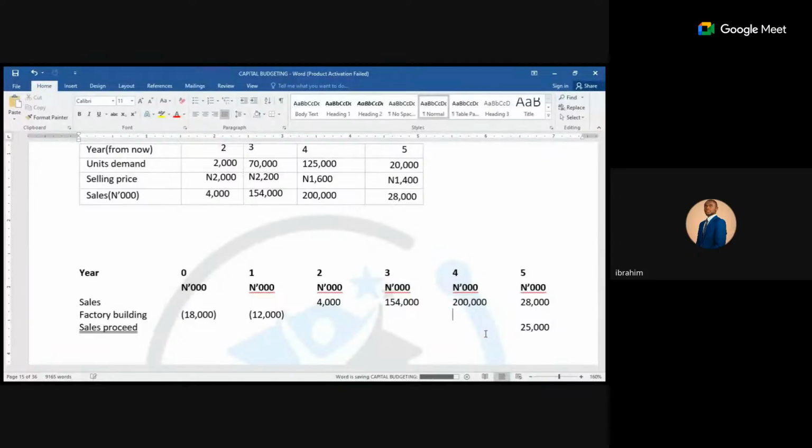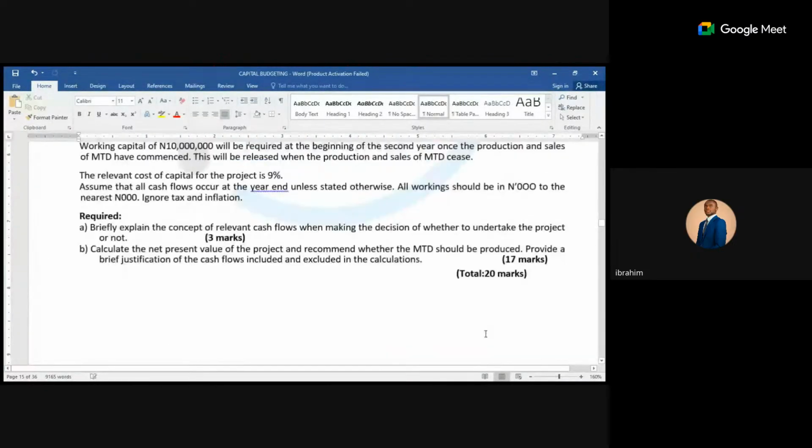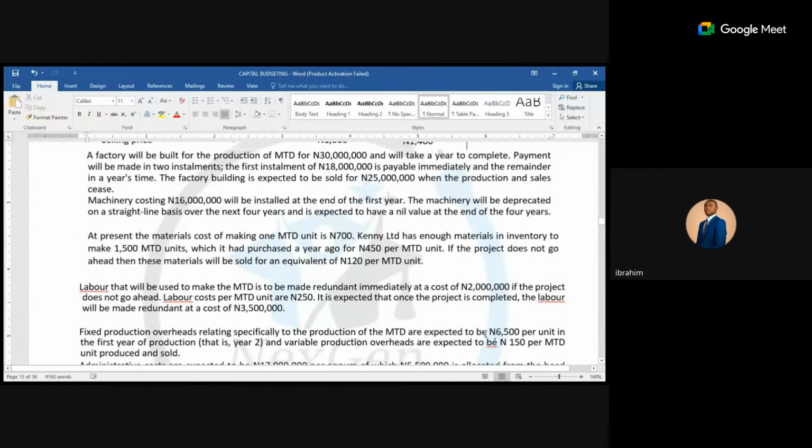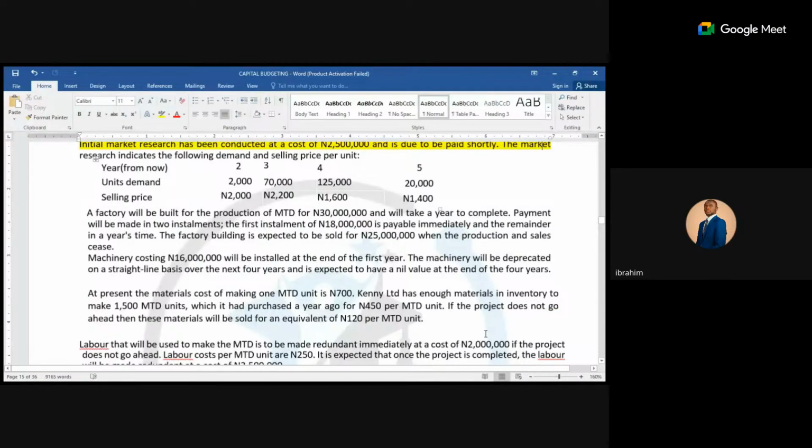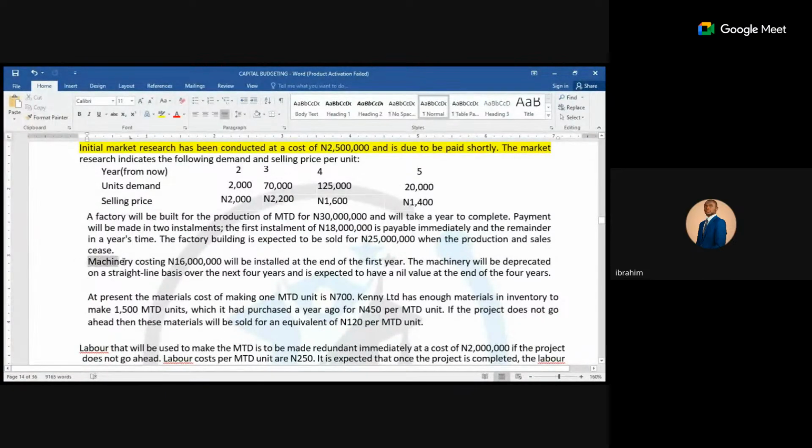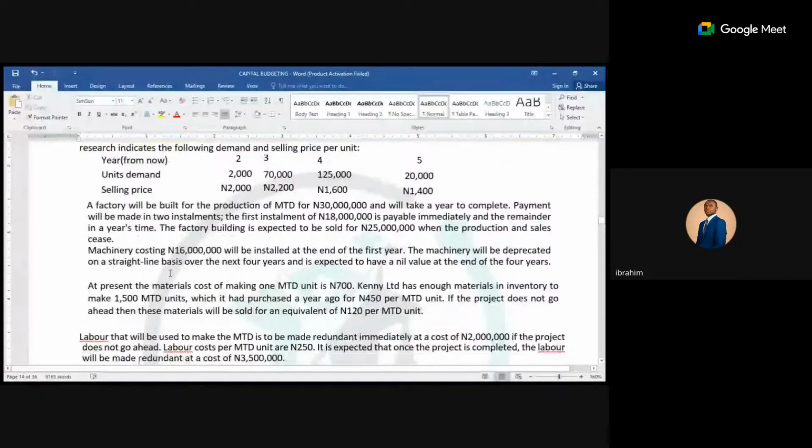So what else do we have? We have to bring in the costs. So what are the costs? We still have the machinery costs. Costing 16 million, it will be installed at the end of the first year. Class, the machine, before they start production, they need the machine. That is at year 0.